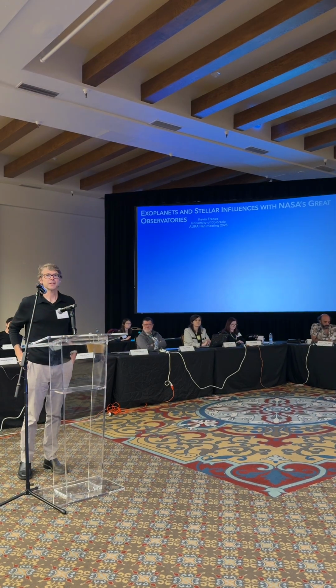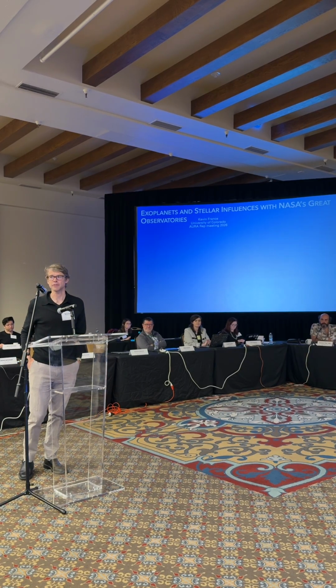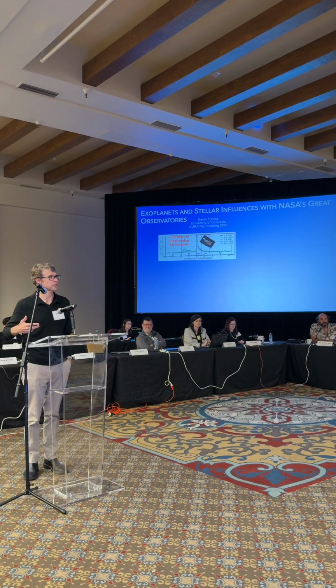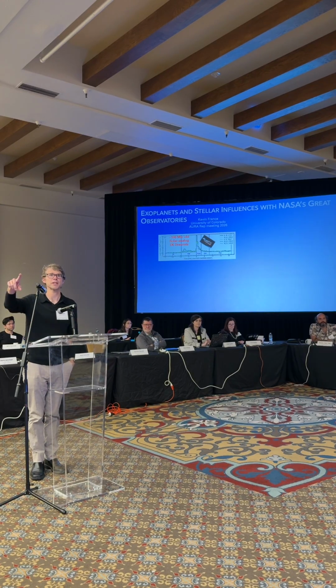All right, I'm going to tell you about exoplanets and stellar influences. So this is part of a multi-wavelength collaborative program between HST, ground-based telescopes, and X-ray observations to search for evidence for coronal mass ejections on other stars. So what you're seeing here is an HST COS UV light curve, and you see big flares there.